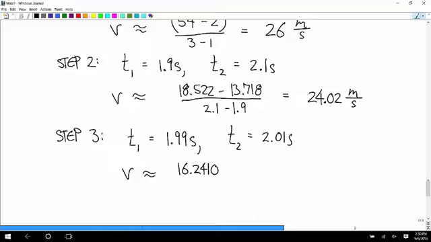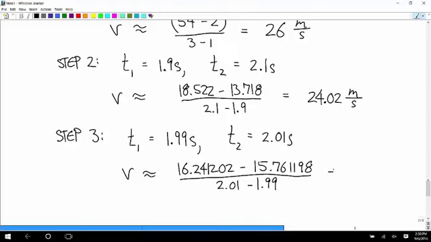Two, 4, 1, 0, 2. Oh, okay. 202. Okay. And then divided by 2.01 minus 1.99. Can you calculate that one for me? Zero, 2.